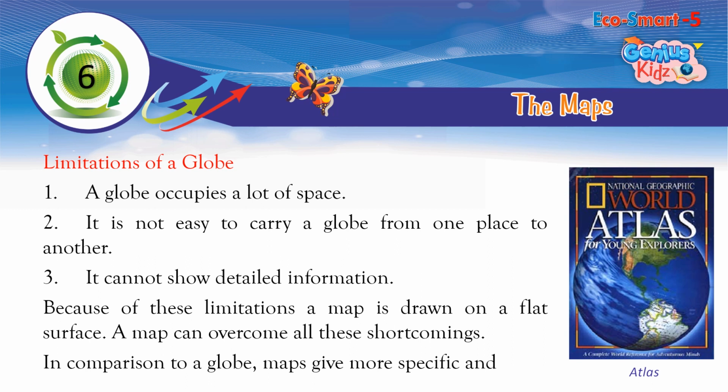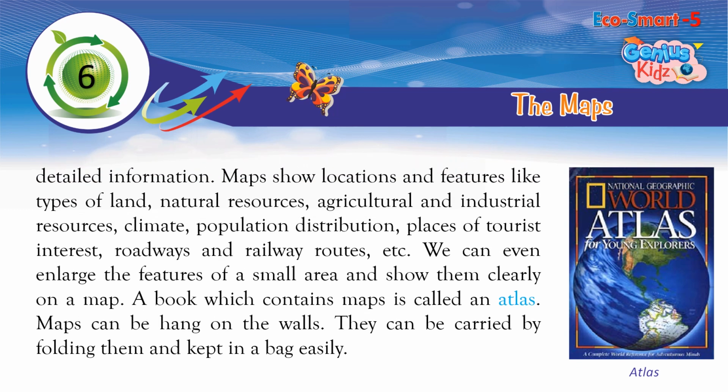Because of these limitations, a map is drawn on a flat surface. A map can overcome all these shortcomings. In comparison to a globe, maps give more specific and detailed information. Maps show locations and features like types of land, natural resources, agricultural and industrial resources, climate, population distribution, places of tourist interest, roadways and railway routes, etc. We can even enlarge the features of a small area and show them clearly on a map.